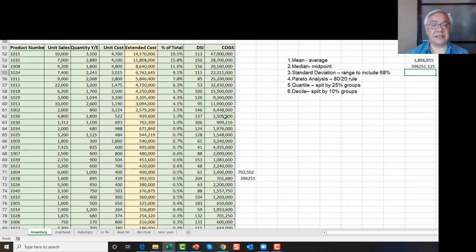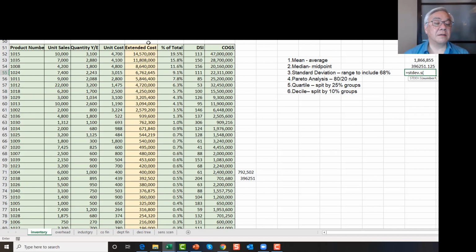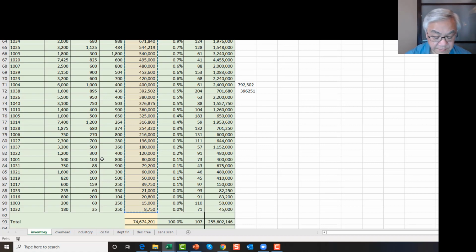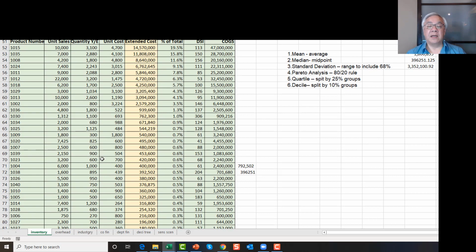All right, next we'll calculate the standard deviation. STD, standard deviation. And here we have a sample. And we'll shade the region. Make sure we capture all the data points. Close parentheses and enter. And that number is 3,352,000. The interpretation is that there's a mean, and that mean is about $1 million. But the standard deviation that would capture 68% of the data points is plus or minus 3 million. So it's a pretty big range. And you can see why there's some very large values inside of our data set.